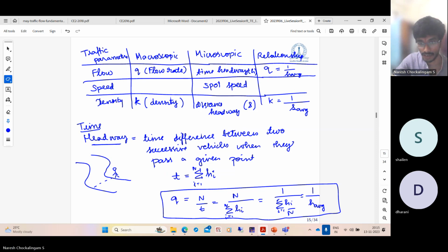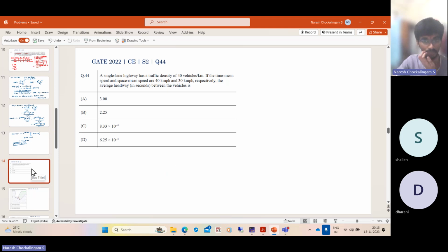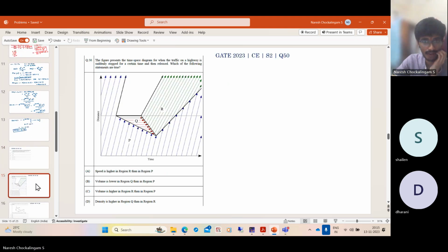next session. Just to get the concepts clear, let us look at one problem based on space-time diagram. So this is from the latest GATE exam. So the figure presents the time-space diagram when the traffic on a highway suddenly stopped for a certain time and released. So this is time, this is distance. As you can see, there are many vehicles here. So we just need to observe the options.